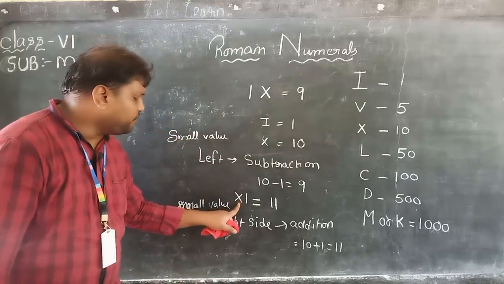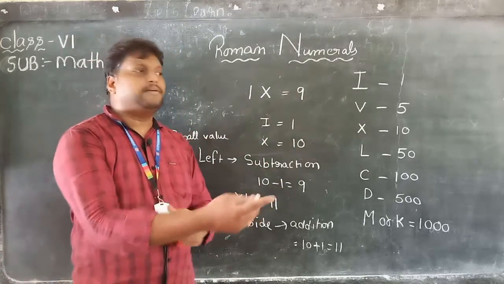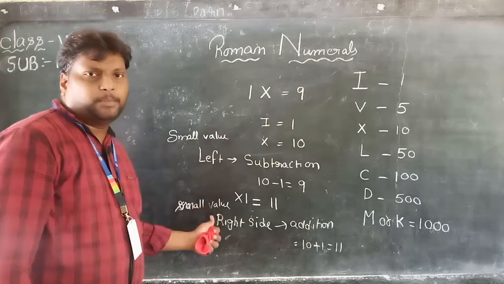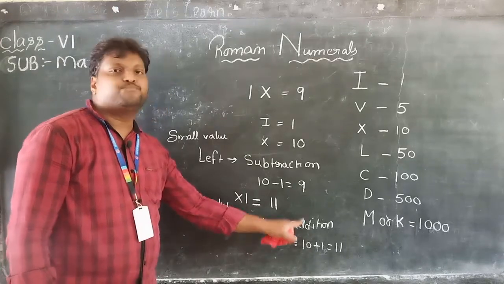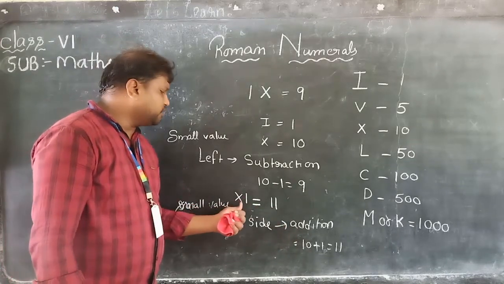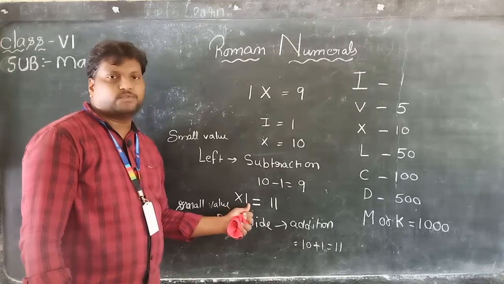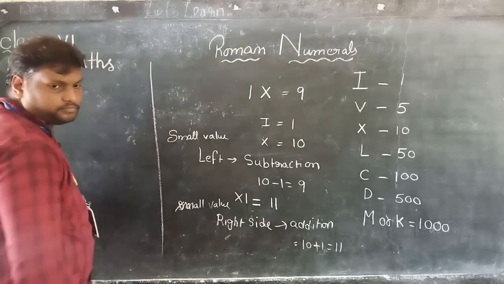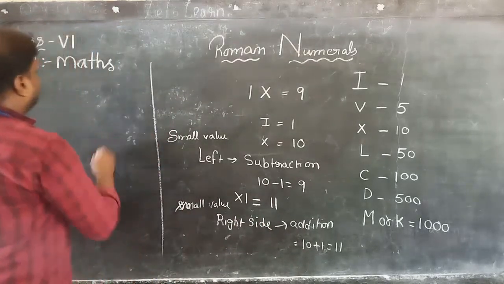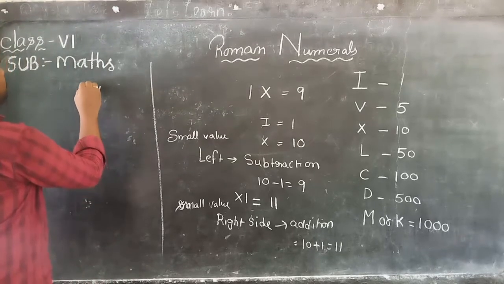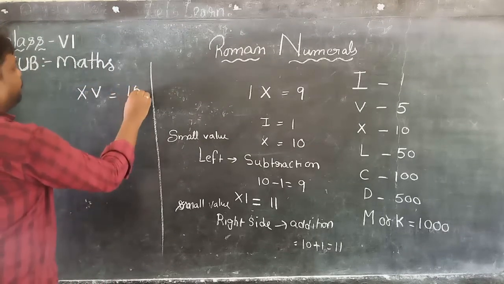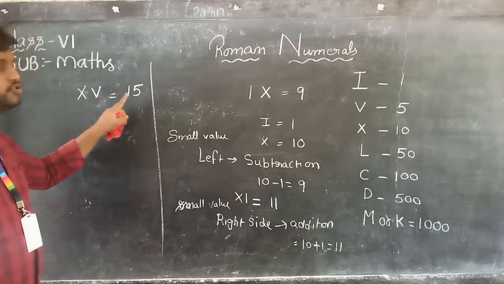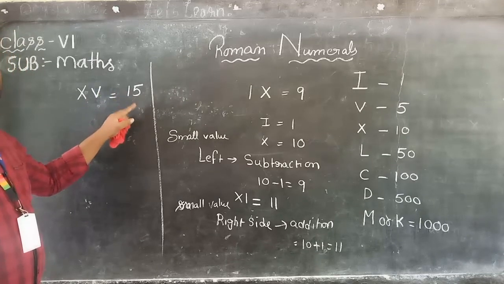Like that, here the higher value is X and the smaller value is on the right side of the bigger value. Then we use which operation? Addition operation. X means 10 and I means 1, so 10 plus 1 is equal to 11. Like that, some more examples. This is 15. Why? Because V is the small value and X is the bigger value, and V is on the right side. That's why we have to use the addition operation. That's why the answer is 15.